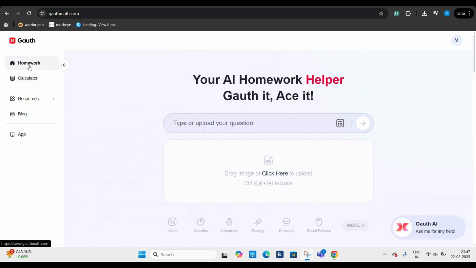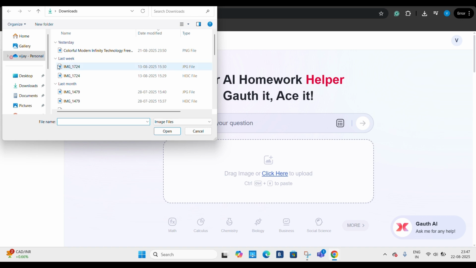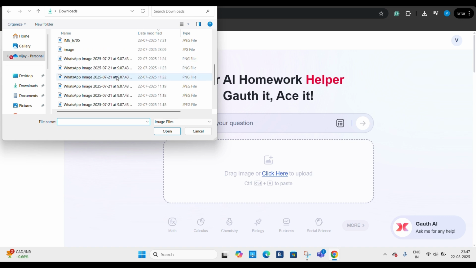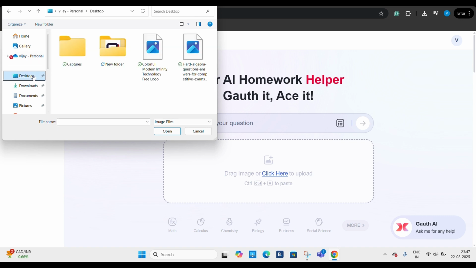So as you can see here, you have the homework section. Here you could be uploading a question or anything, and you could be getting answers for that. Here you can get answers for maybe math or calculus or chemistry, biology, business, social science, and much more. So let's have a look at how this works. I have a question in hand, and let's see if it can answer it.